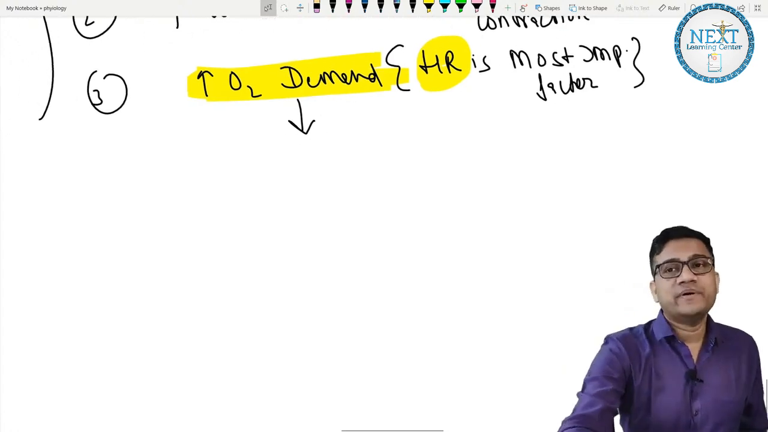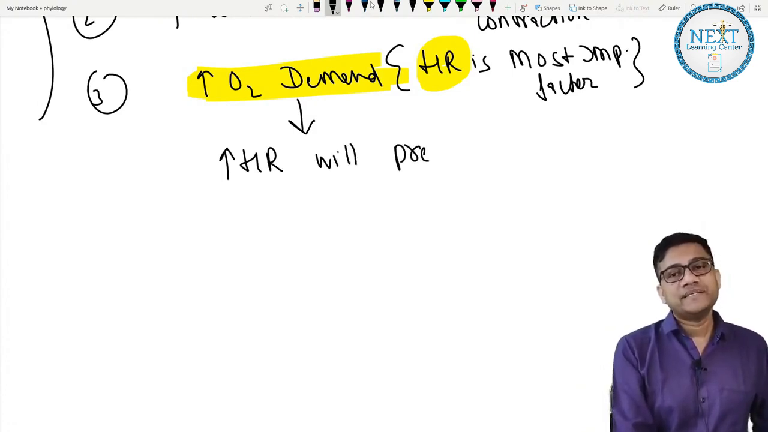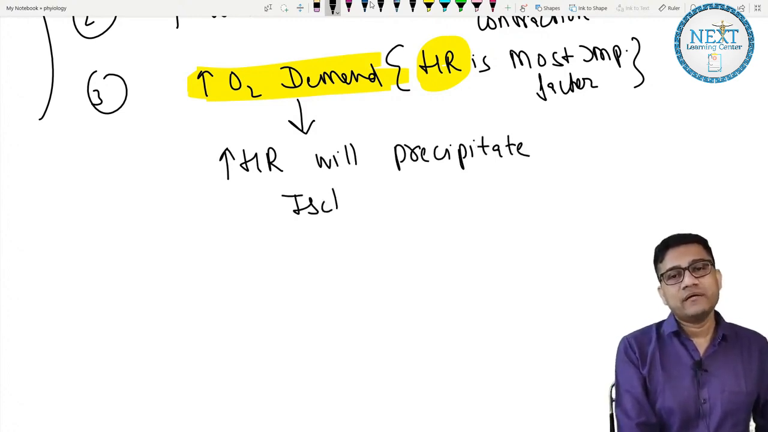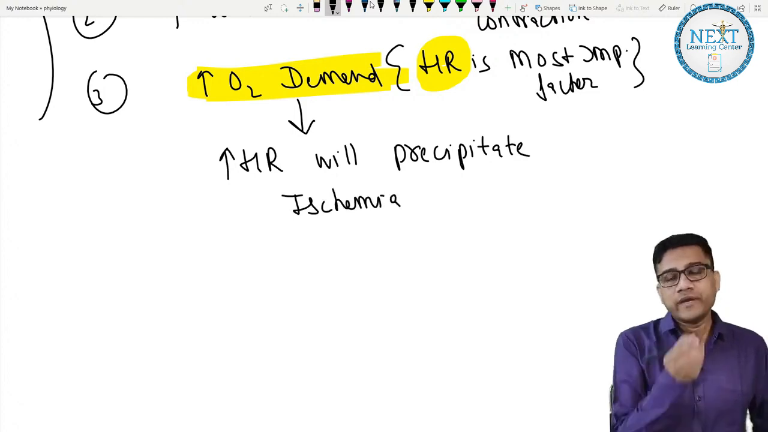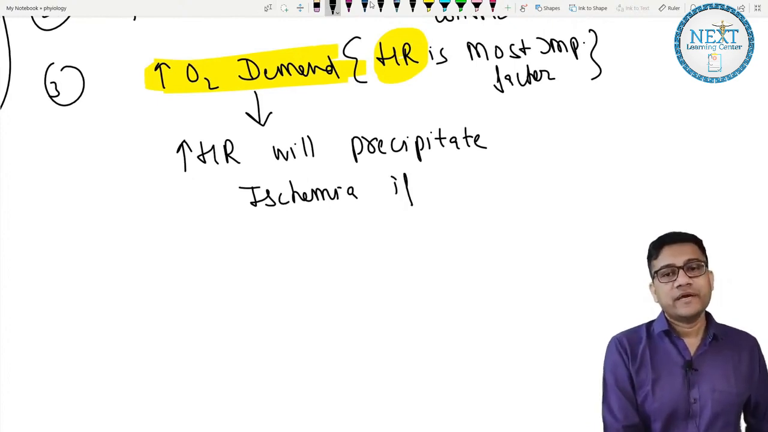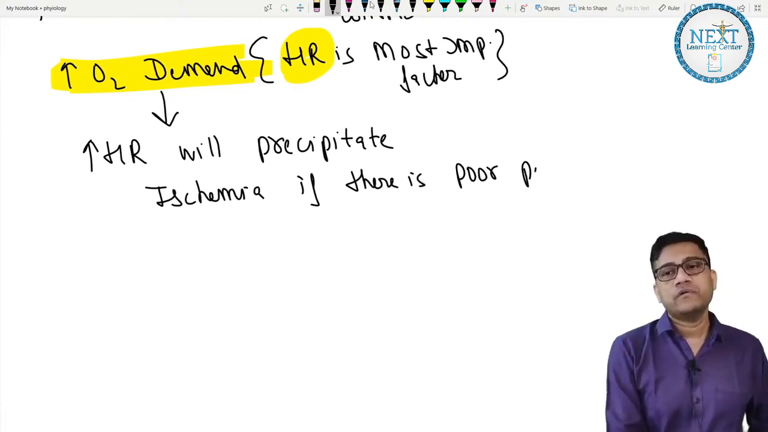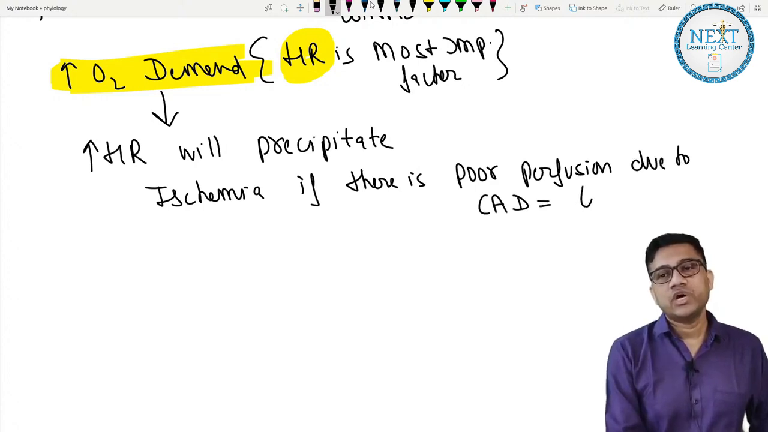So that is why increased heart rate will precipitate ischemia if there is poor perfusion due to CAD. What is CAD?